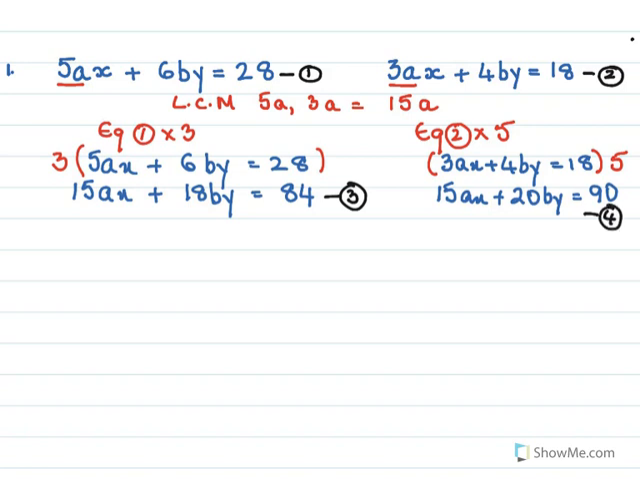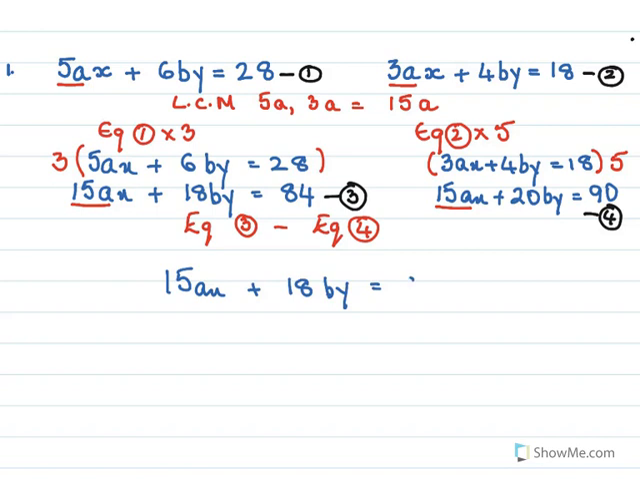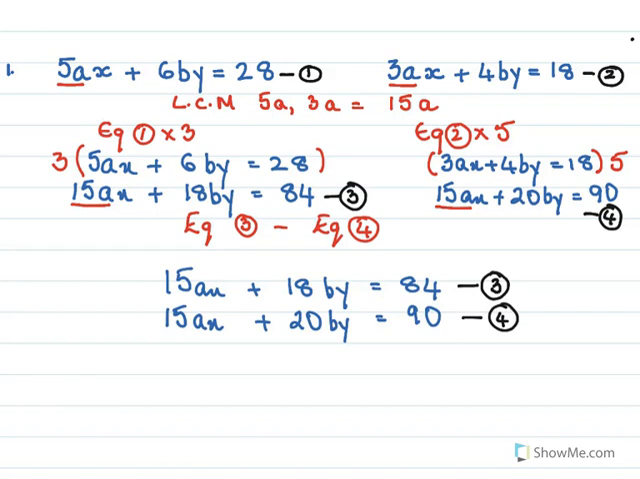Now both the coefficients here are 15ax and 15ax. The coefficients are equal, hence my equations are ready to be subtracted. So equation 3 minus equation 4. So the equation 3 is 15ax plus 18by equals 84. That is, these are my two equations 3 and 4, and I need to subtract them.